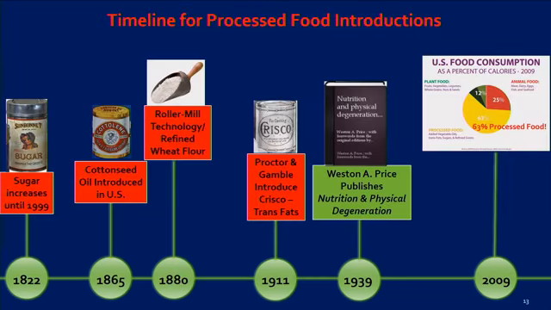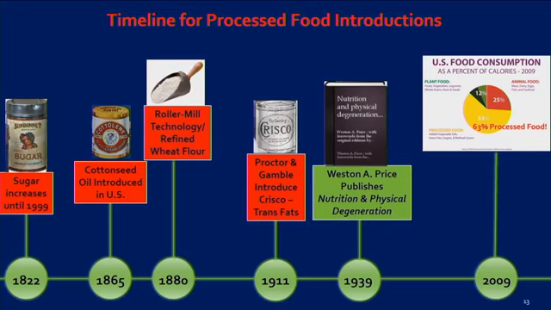All right, so what about processed food during this time? So we know from 1822 to 1999, sugar consumption was rising. Went up 17-fold, nutrient-deficient food, right? Cottonseed oil, our first vegetable oil introduced right after the American Civil War, about 1865, 1866. We got roller mill technology, which created refined white wheat flour, a nutrient-deficient food, in 1880. 1911, Procter & Gamble introduces Crisco, trans fats, right? So that's our 4 processed foods right there. Put those together and you've got processed food.